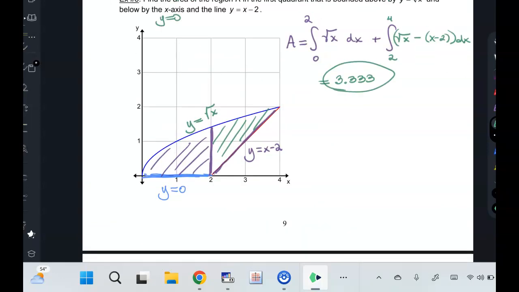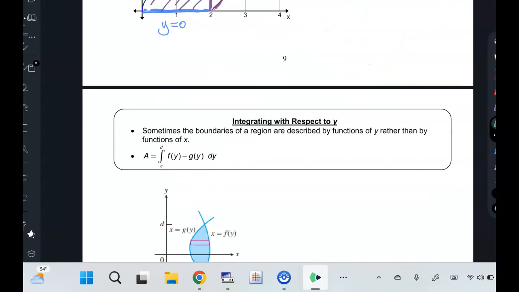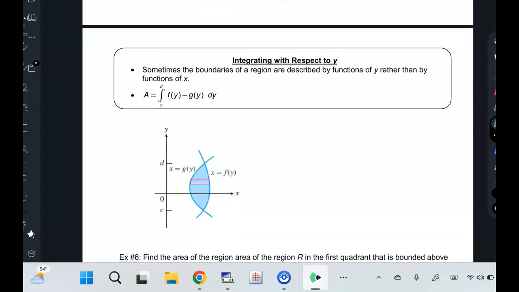There's actually an easier way to evaluate this, which is what we're going to look at on the next page. Isn't this fun? I actually enjoyed this lesson. We can integrate with respect to x, and we can also integrate with respect to y. Yeah, you can delete them. It's just more work.